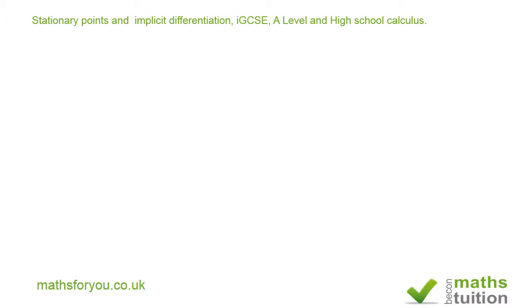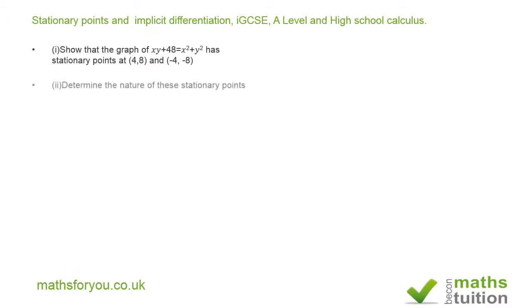Again, an iGCSE A-level high school type calculus question. And it says, show that the graph of xy plus 48 is equal to x squared plus y squared has stationary points at the points 4, 8 and minus 4, minus 8. And the second part says, determine the nature of these stationary points.